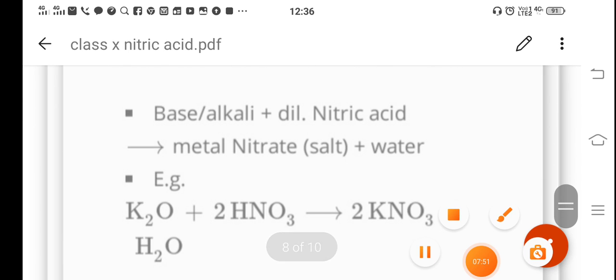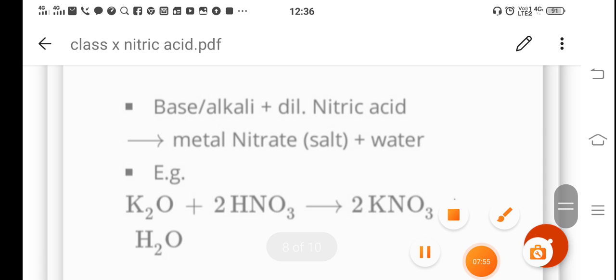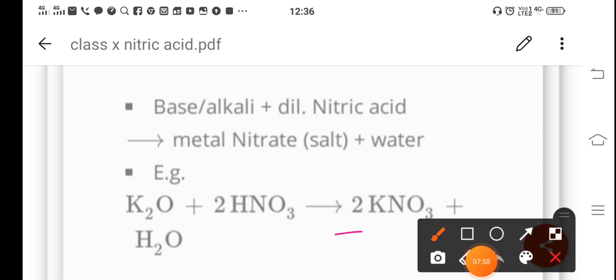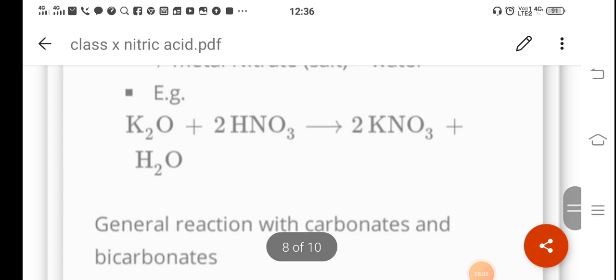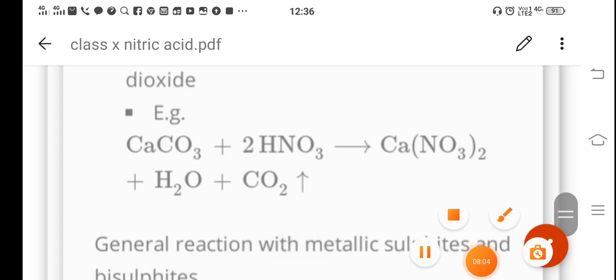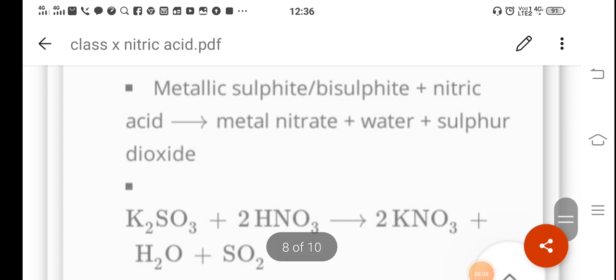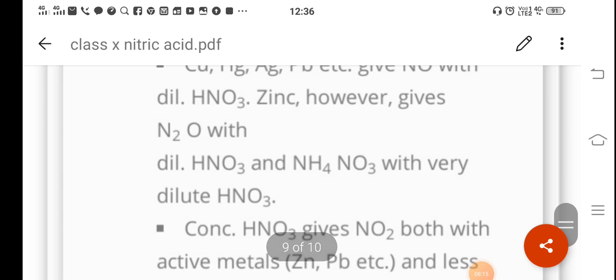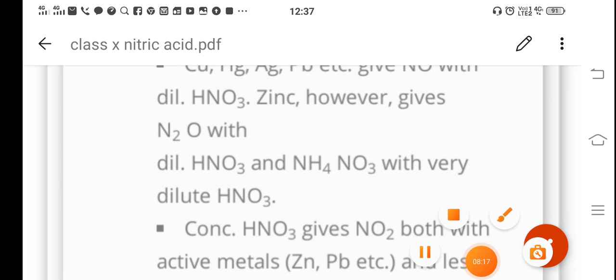In the general reaction with bases, it will give a neutralization reaction, like potassium oxide with nitric acid giving salt and water. Same with carbonates and bicarbonates, it will give salt, water and release of CO2 gas. The general reaction with metal sulfites will give sulfur dioxide, metal nitrates and water. With metal sulfides it will give hydrogen sulfide gas in dilute and concentrated form both.